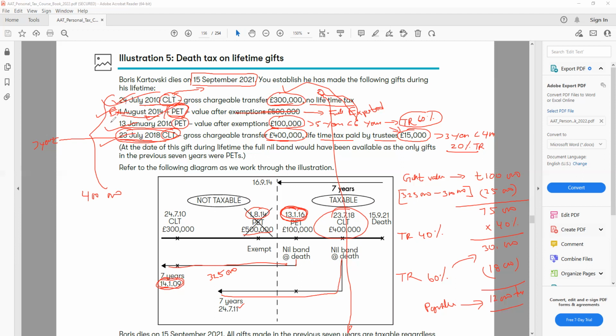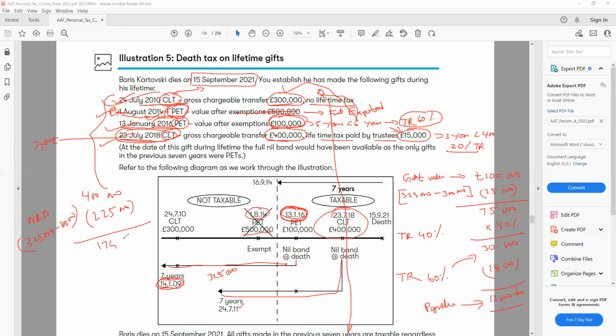Now this one, the 2016 one, comes within this period. So the 100,000 we made in the last 7 years will reduce my nil rate band. Normally the nil rate band is 325,000 for every 7 years, then minus the 100,000, and that gives me the remaining nil rate band of 225,000. So you minus this from 400,000 minus 225,000, and that gives me 175,000.